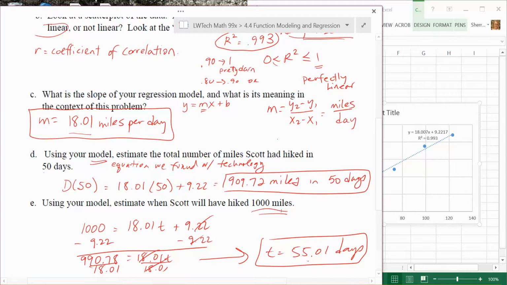In the next video, we'll look at how to do different kinds of regressions. So if our graphs don't look like lines, maybe the points look like a different shape, then we can find a different kind of equation as a model.